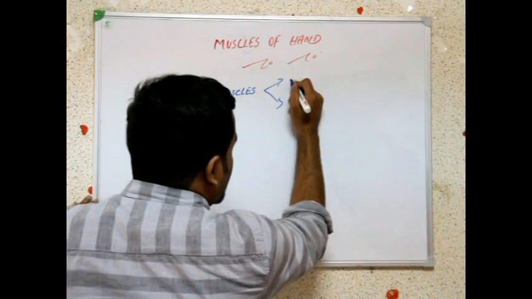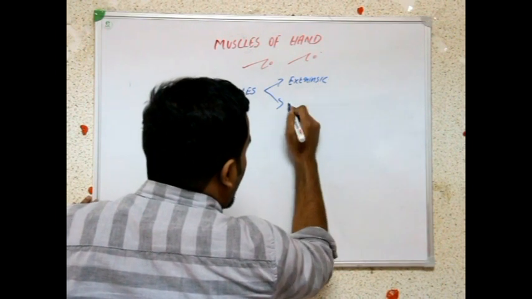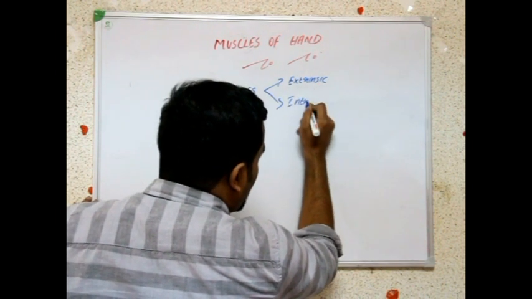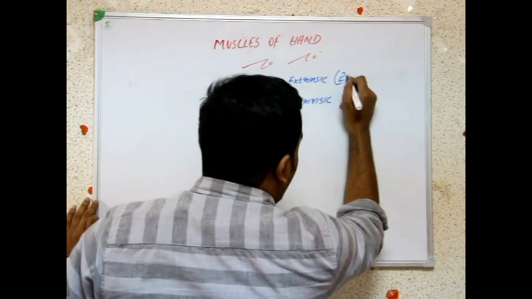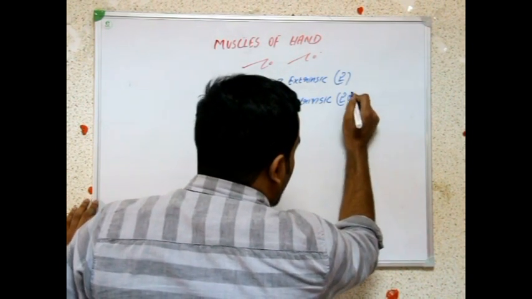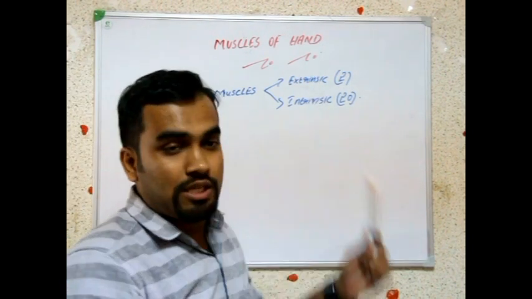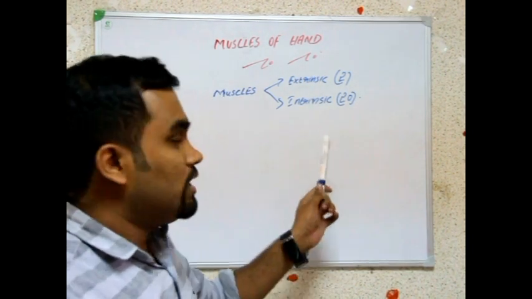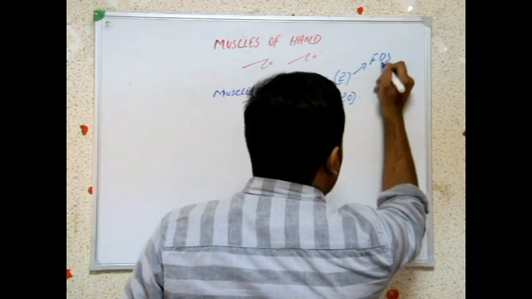Two types, extrinsic and intrinsic. These are 2 in number and these are 20 in number. Okay. So first go through extrinsic muscle. I told you there are only 2, right? They are FDS and FDP.